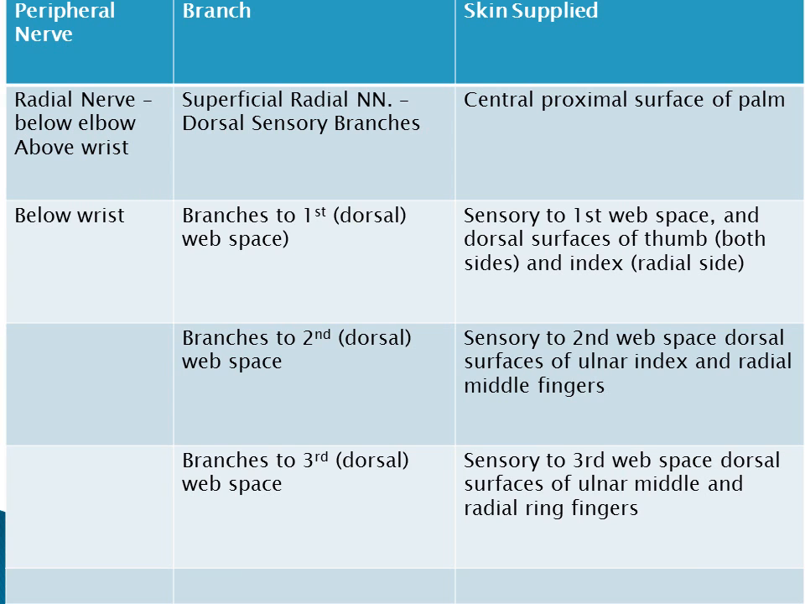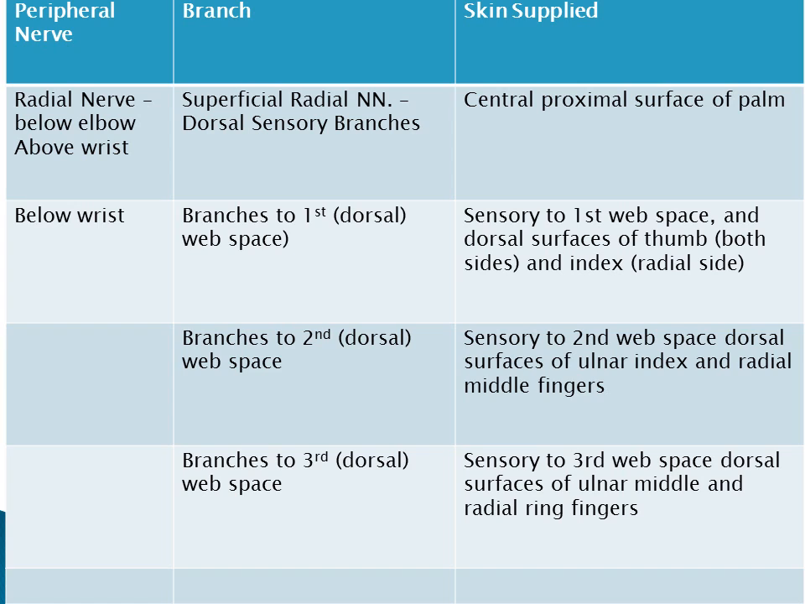The second sensory branch provides for sensation to the second web space, the dorsal surface of the second web space, and then also the ulnar side of the index finger and the radial side of the middle finger. And then the third sensory branch provides for sensation to the third dorsal web space, and then also the ulnar surface of the middle finger, and then also the radial surface of the ring finger.